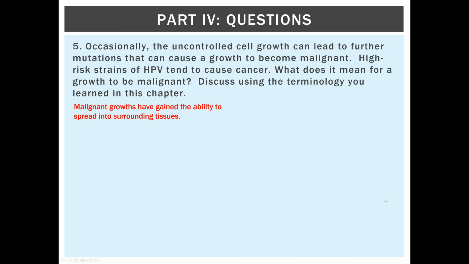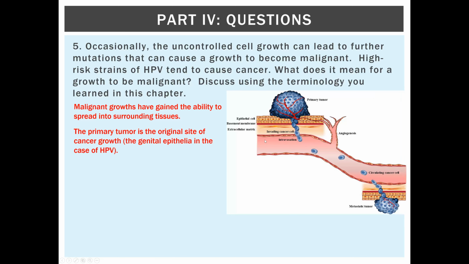So malignant growths have gained the ability to spread into surrounding tissues. If we use this image here, the primary tumor is the original site of the cancer growth. In this case, we're talking about the genital epithelia. That's where the HPV is usually going to infect the cells and insert its genes.